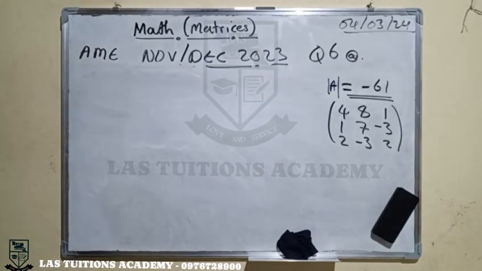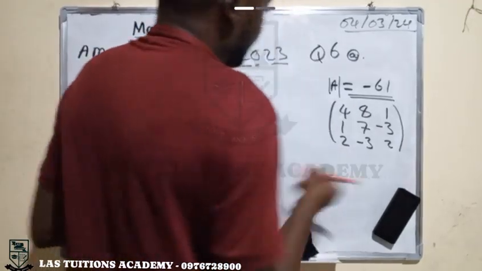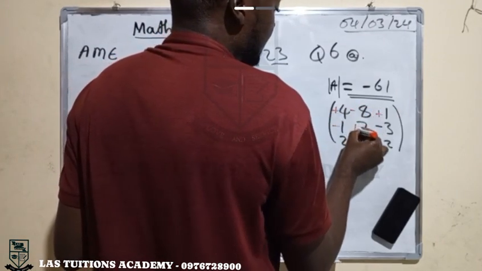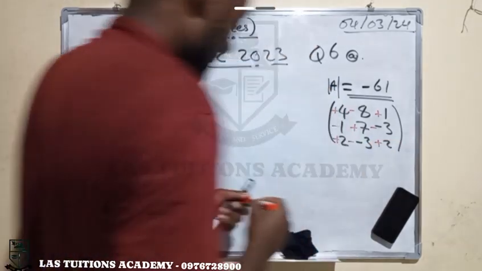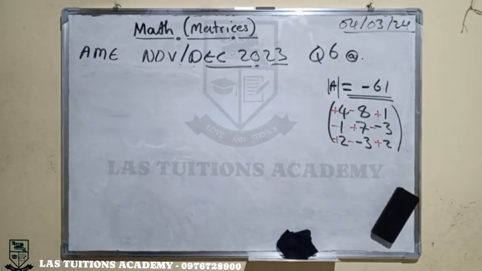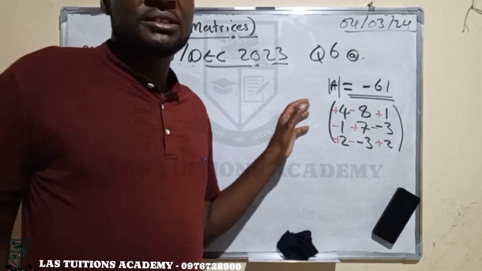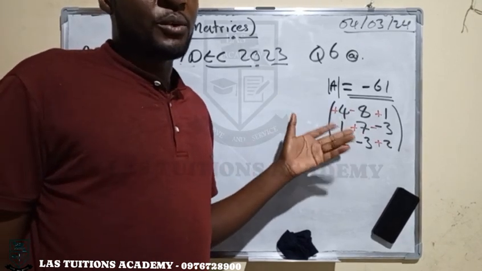So to find the adjoint, what you do is you use the position signs: plus, minus, plus, minus, plus, minus, plus, minus, plus. There are two ways here. Either you transpose this first, or you work it out and when you are done, that's when you transpose. So whichever way would be easier.